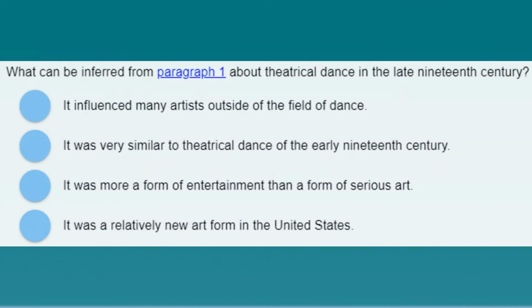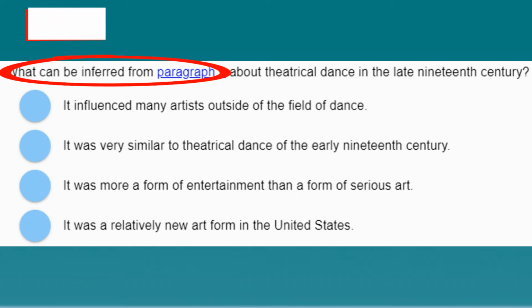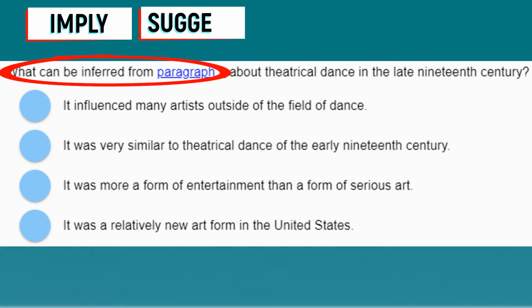The third question is the inference question. These are trickier than fact questions because instead of simply finding what's true about the passage, you have to find what's strongly implied from the passage. In other words, you have to make an educated guess. These questions can be phrased like this: what can be inferred about something? The passage implies that. The author suggests that.